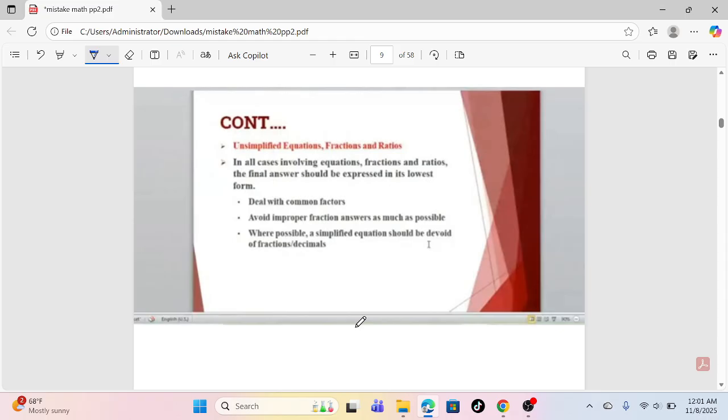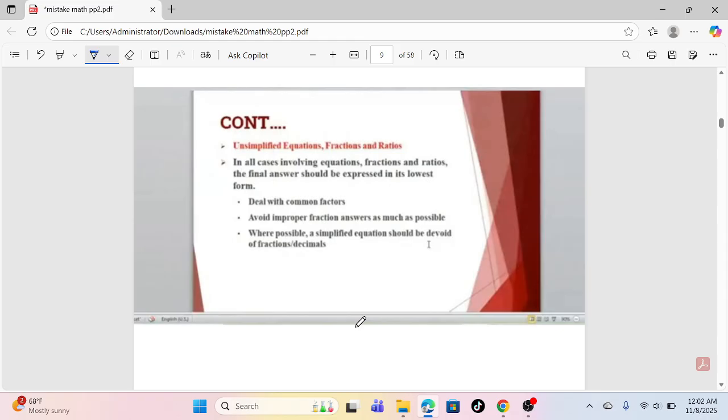Unsimplified equations, fractions or ratios. In all cases involving equations, fractions and ratios, the final answer should be expressed in its lowest form. Deal with the common factors and avoid improper fractions. Where possible, a simplified equation should be devoid of fractions and decimals. So make sure you avoid improper fractions at any cost, and also simplify further.